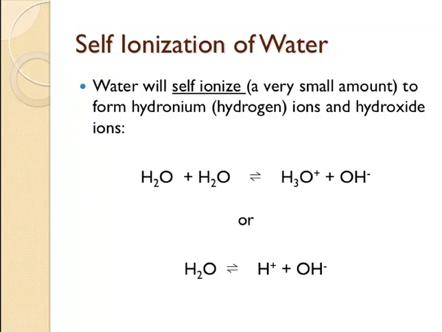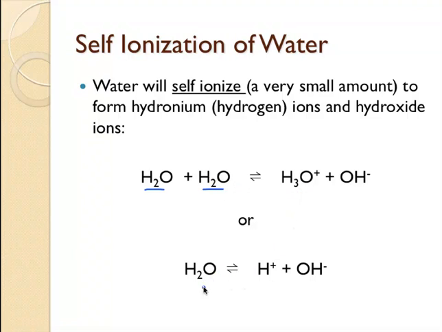Okay. So, self-ionization of water. Pure water is going to self-ionize, meaning it's going to go into ions. It's a very small amount, but it does happen. When it does this, it forms hydronium ions and hydroxide ions. So in solution, of two water molecules, one is going to act as an acid to give up its proton and form the hydroxide ion. The other water molecule is going to accept that hydrogen ion and form the hydronium ion.